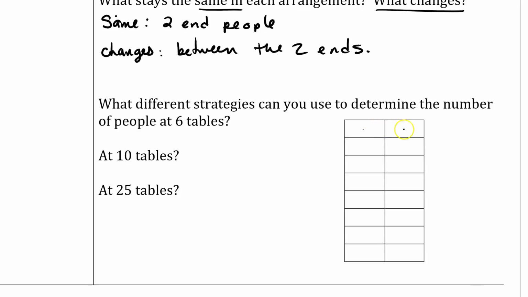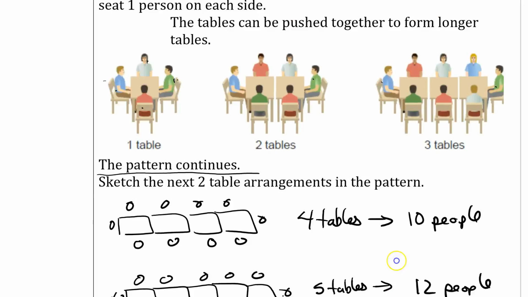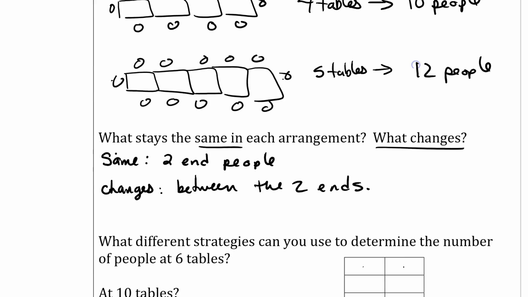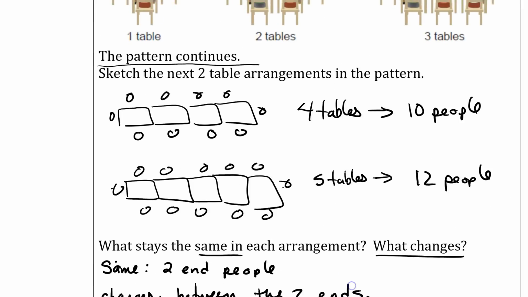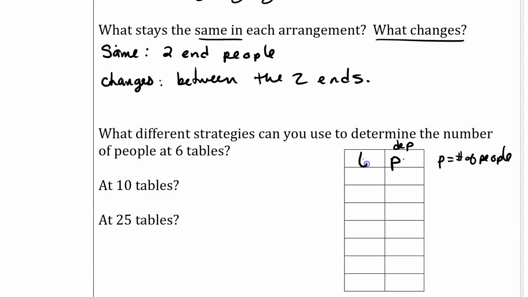We need our dependent and our independent. So at the end of the day, we want to know how many people are around the table. So that is going to be our dependent. So I'm going to say P, and P equals number of people. And we're going to call this T, and T equals number, not hashtag. I don't want to hear that. Number of tables. And we're going to set this up.